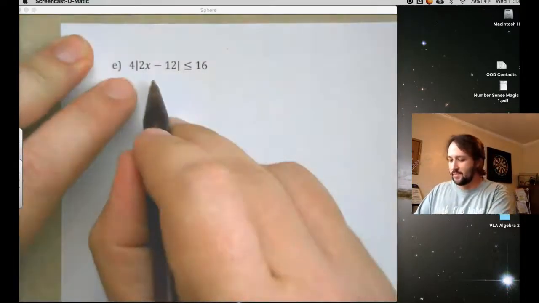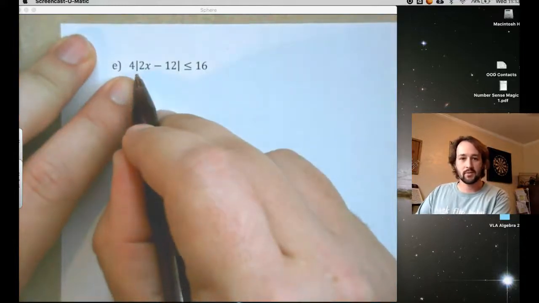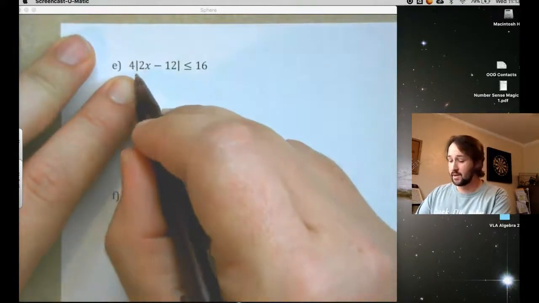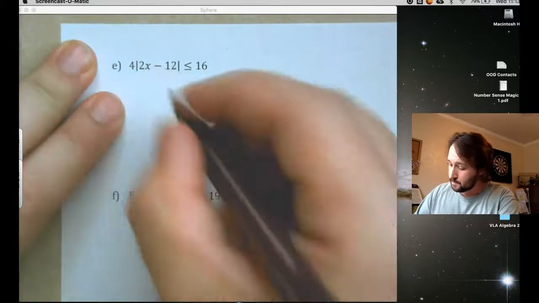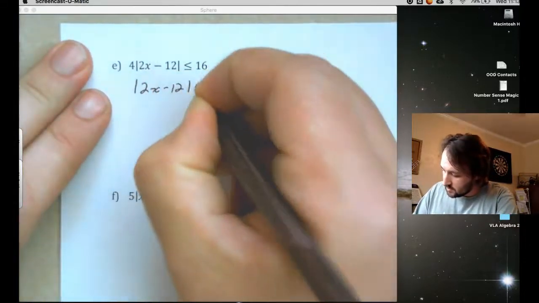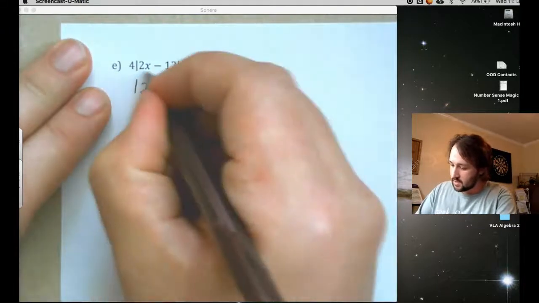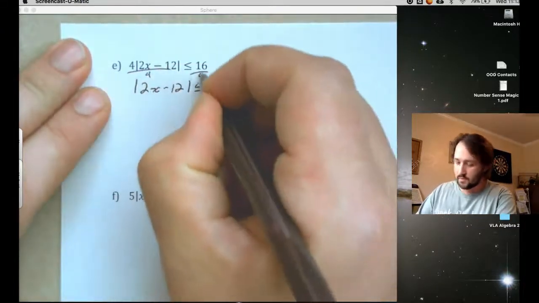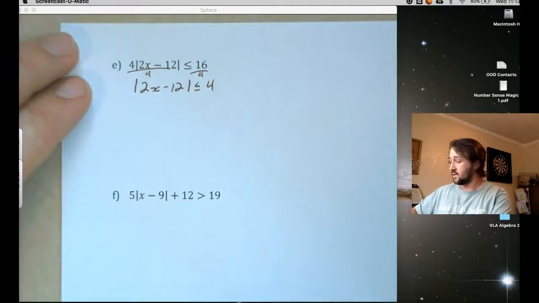All right, so notice here, we are multiplying our absolute value by 4. So I need to divide by 4. That's the very first thing I need to do. So 2x minus 12 less than or equal to 4. So notice that is dividing by 4 and dividing by 4. All right, so now my absolute value is by itself.